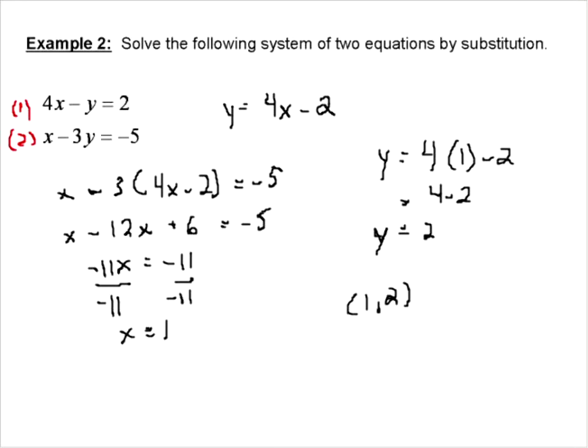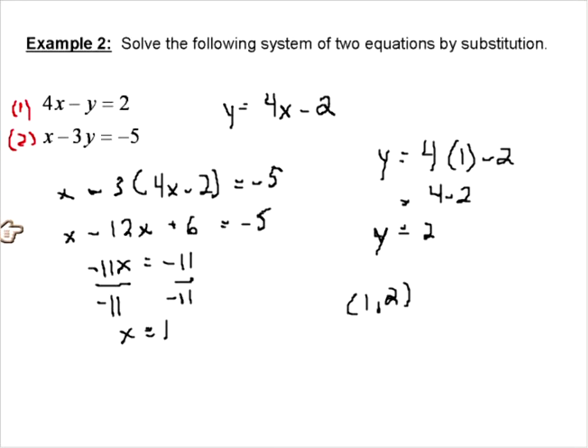We don't need to go through and do all the work. So let's take the entire solution and plug it into here. So 4 times 1 is 4, minus 2 equals 2. That one's right. And if we look at the second equation, 1 minus 3 times 2 is negative 6. So we're going to have 1 minus negative 6, which is negative 5, and that also is correct.